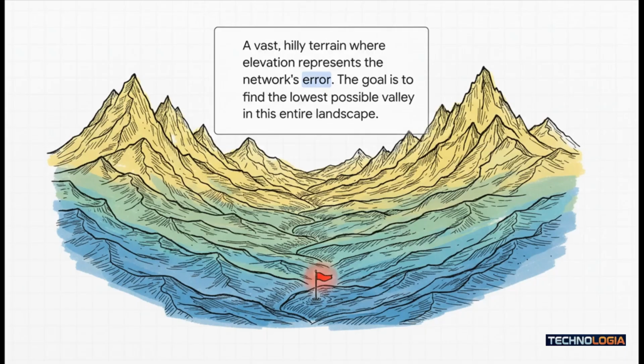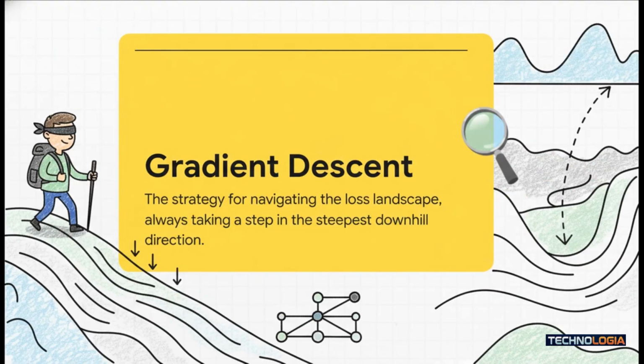Now, in this landscape, your elevation at any given spot represents how wrong the network is. The high peaks, that's where the knob settings are just terrible, leading to huge mistakes. But the deep, low valleys, that's where the settings are good and the answers are getting much more accurate. So, what's the goal of training? Simple. Find the absolute lowest point in this entire landscape. So how in the world do we navigate this thing?